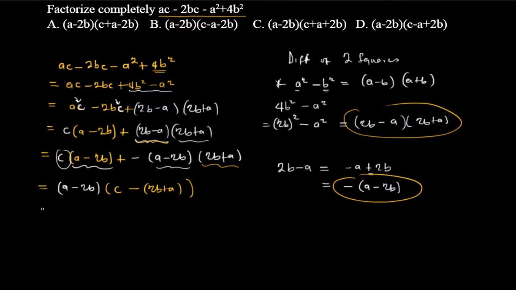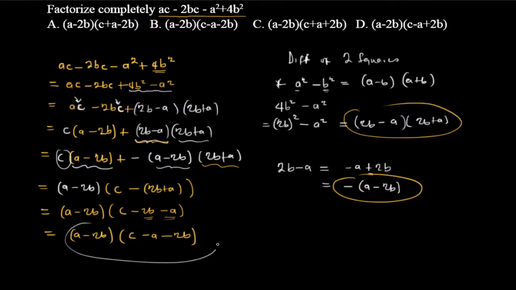So this equals (a − 2b)(c − (2b + a)). So we could expand this bracket here. Negative times 2b is going to be −2b, and negative times plus a is going to give you −a. So this is your solution. You could also write this as (a − 2b)(c − a − 2b), changing the position of a and 2b. Anyway, this is the solution of this problem.